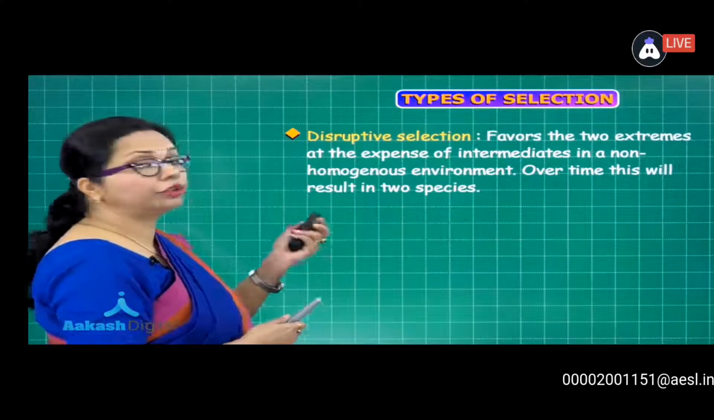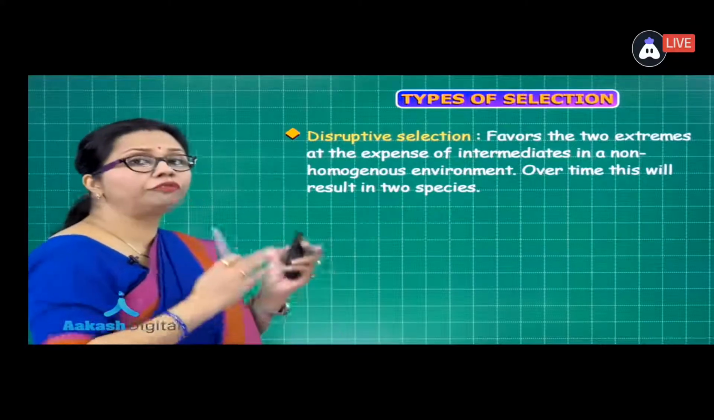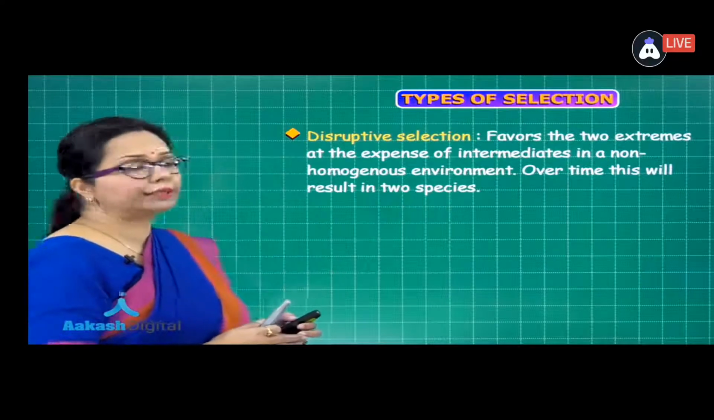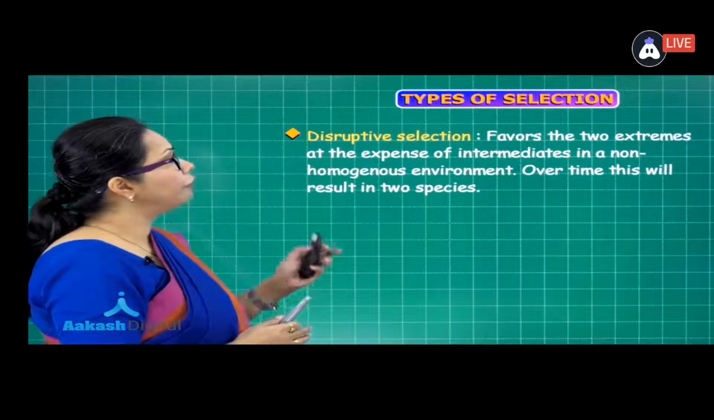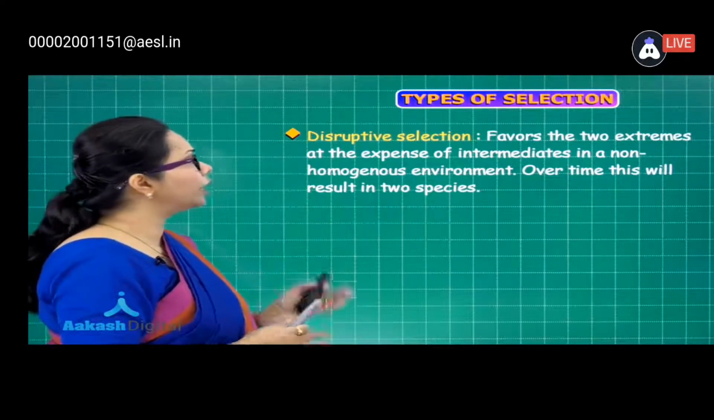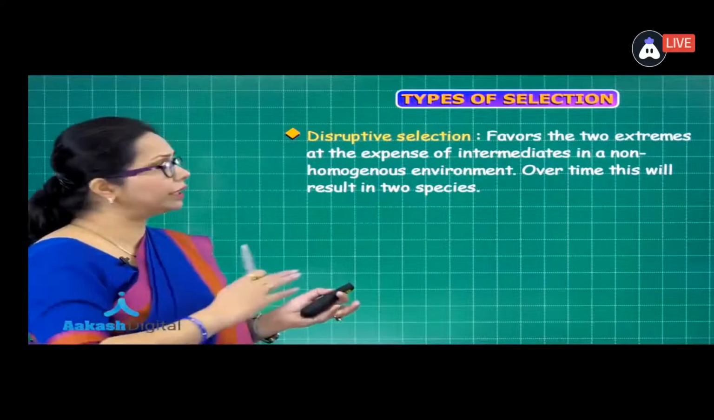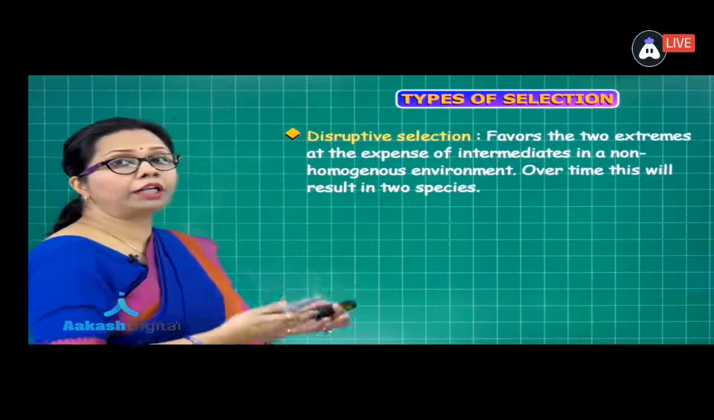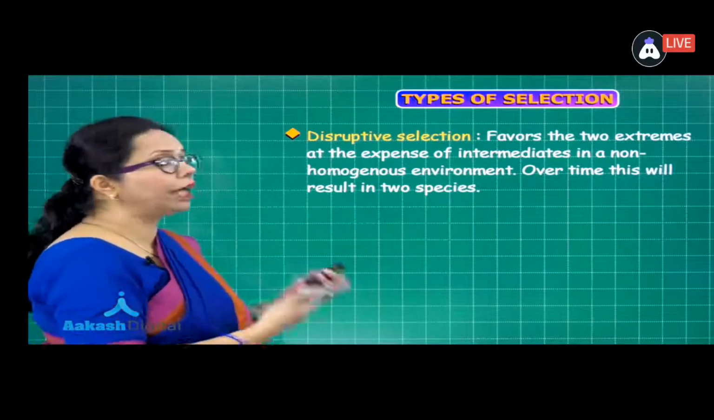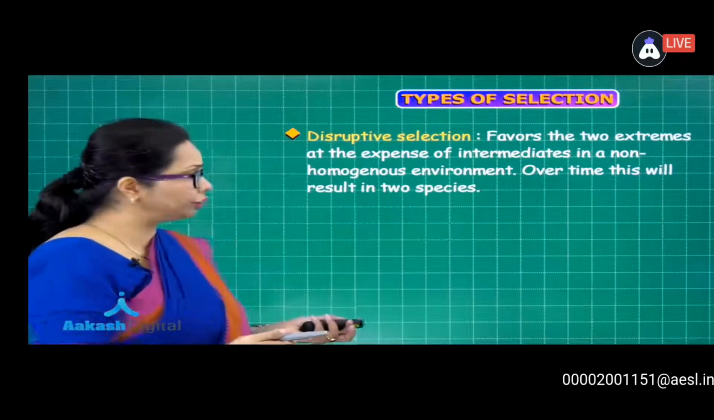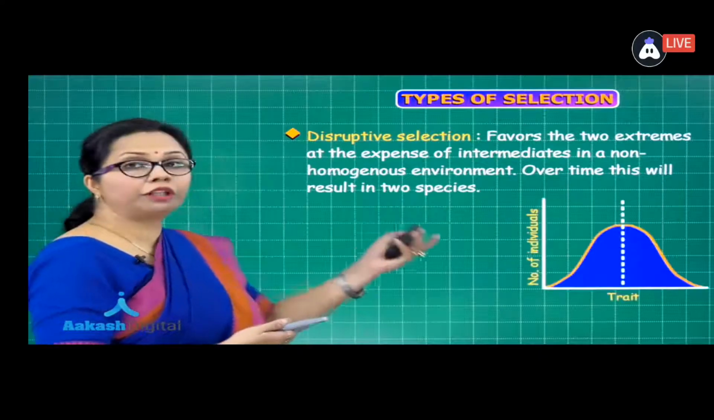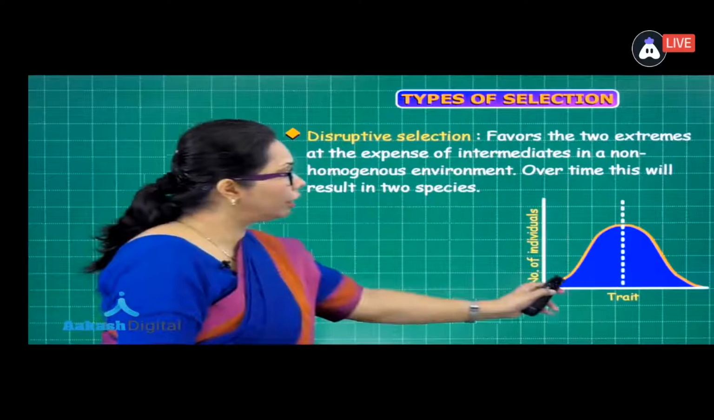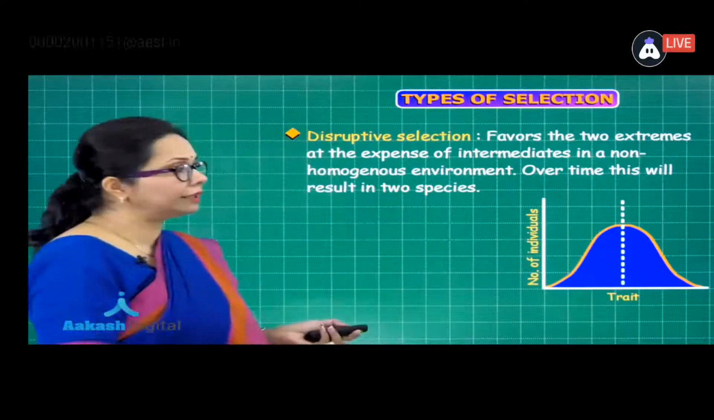Now the third type of selection is disruptive selection, which is a rare type of selection where both the extremes get selected. And this would be when the environmental conditions are not homogeneous, they are continuously fluctuating. And ultimately, what is going to happen? It may lead to the evolution of two different species. Now again, let us begin with our original frequency polygon, which we have seen, and here both the extremes, if they are selected.